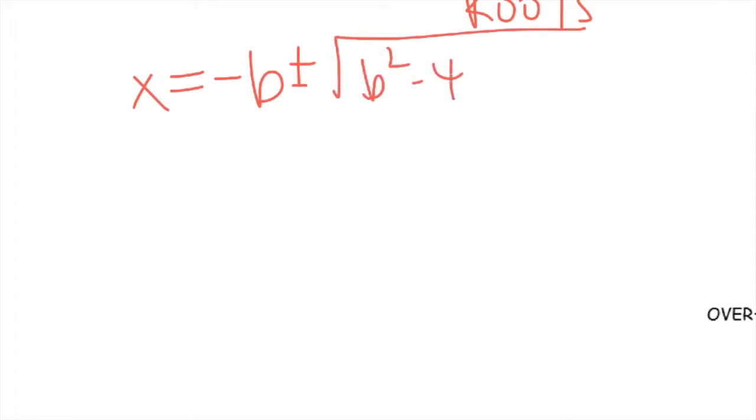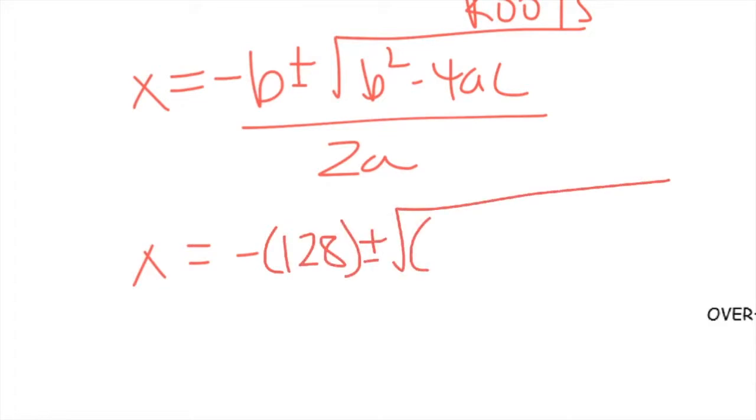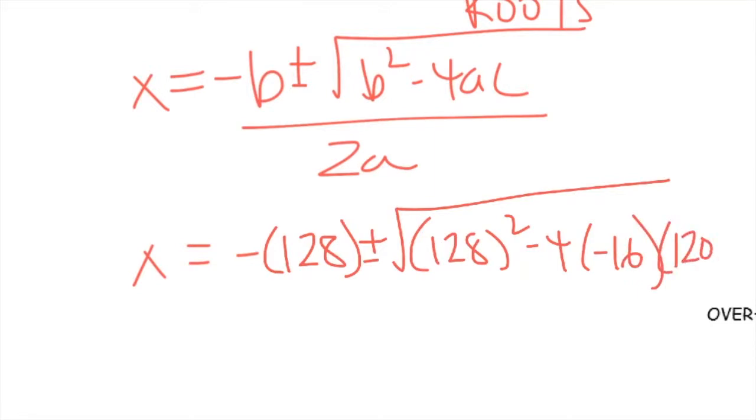Now here, after how many seconds will the arrow hit the ground? Remember, ground, roots. So if we want the roots, we're going to use the quad formula or we're going to factor. This is your formula. x is equal to negative b, so negative b is 128, plus or minus the square root of 128 squared minus 4 times negative 16 times 120, all over 2 times negative 16.